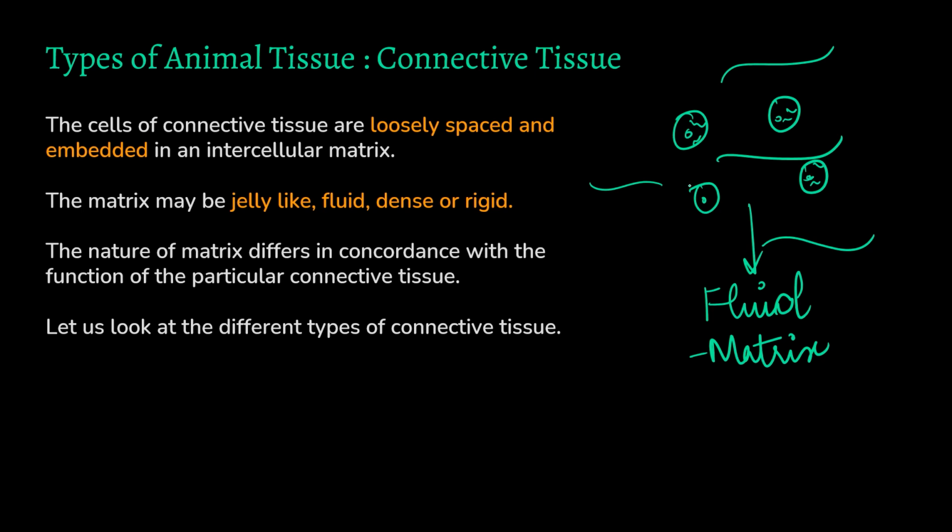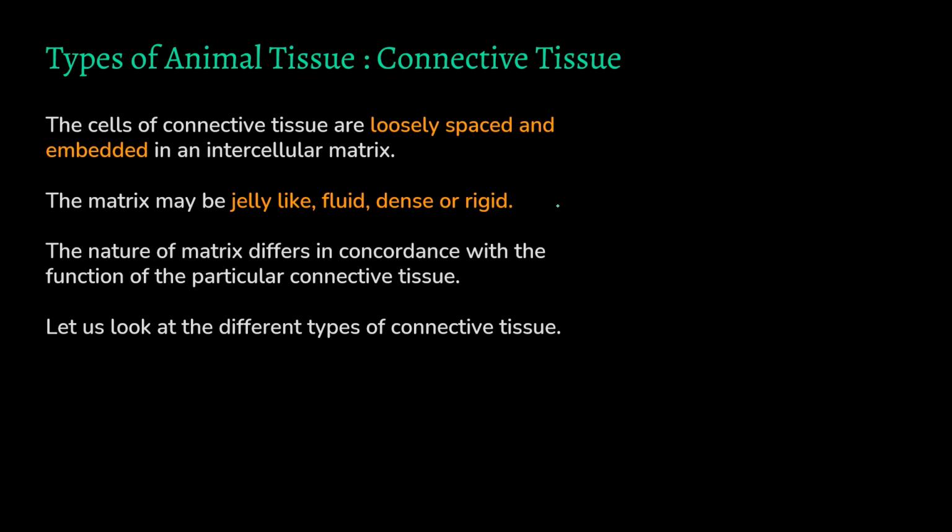The matrix may be jelly-like, fluid, dense or rigid. So depending upon what material is there and what kind of cells are embedded, the texture of the fluid matrix changes. The nature of the matrix differs in accordance with the function of the particular connective tissue. All right, let us look at the different types of connective tissue. First of all, we have blood.